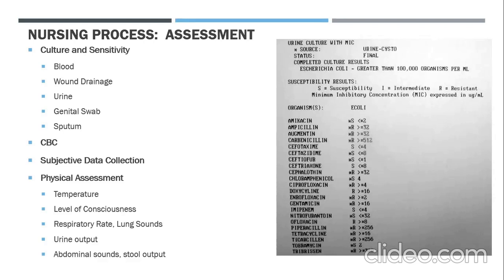Urine output is going to tell me, are they having kidney issues? Are they having kidney failure? Things like that. And then abdominal sounds, maybe if they have diarrhea or something. This picture right here is a real picture of what a culture looks like. And that's why I wanted to show you guys this, I want you guys to put two and two together with what you're really going to see in life.